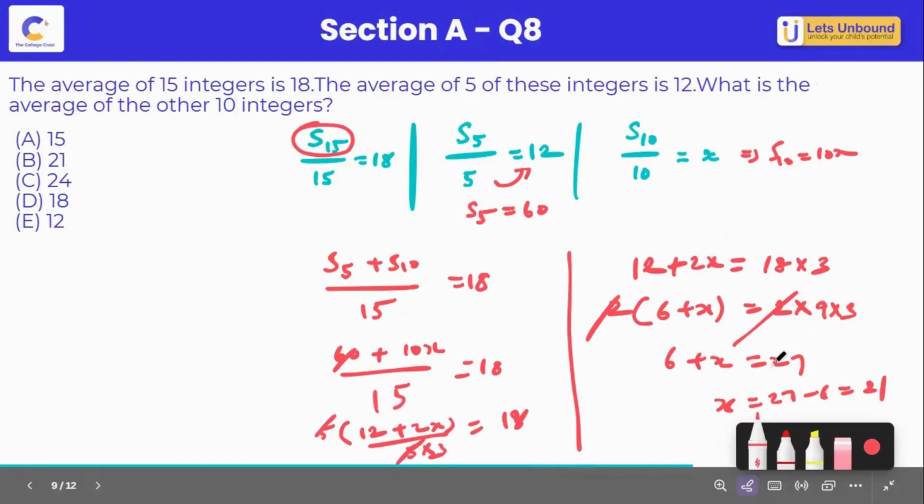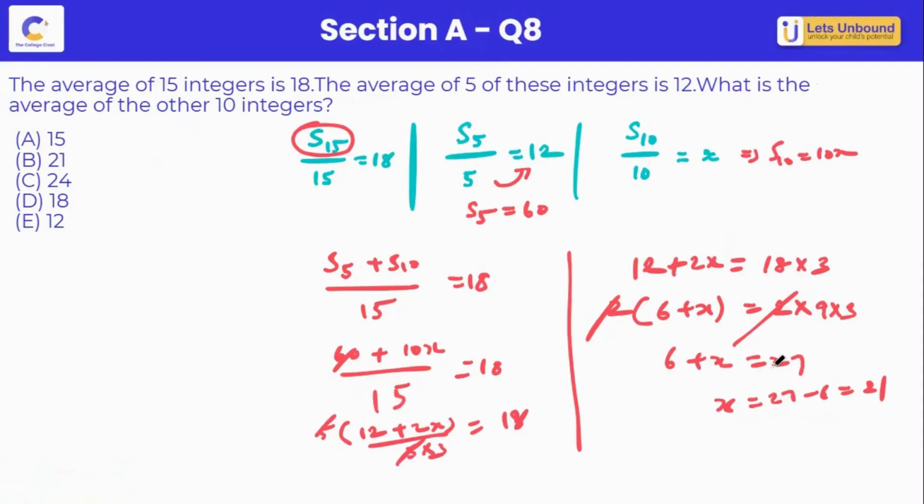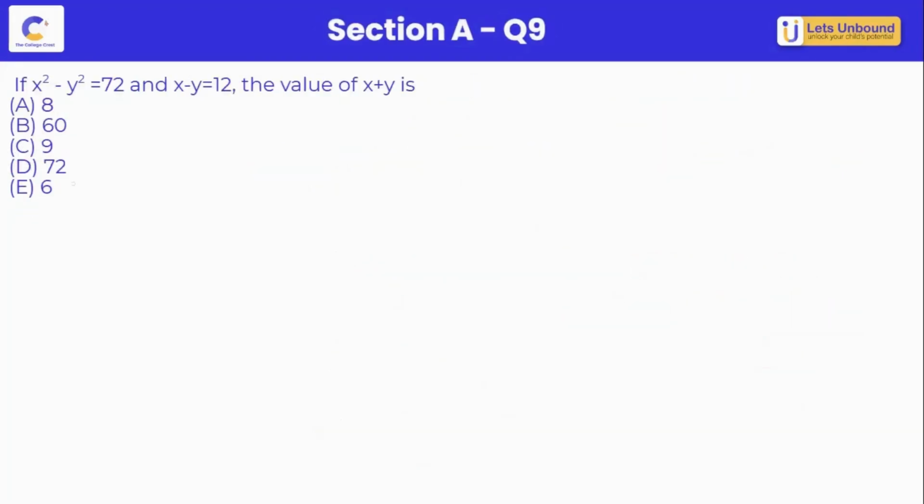So why I'm doing this way, like don't multiply 15, 18 and waste time, right? Try to take common and cancel out simpler numbers, right? It looks like more steps we did, but this will give you accuracy and also you won't get stuck with multiplication and divisions, right? So x is 21. I mean, the average of other integers is equal to x, and x is 21. Okay, that's it.